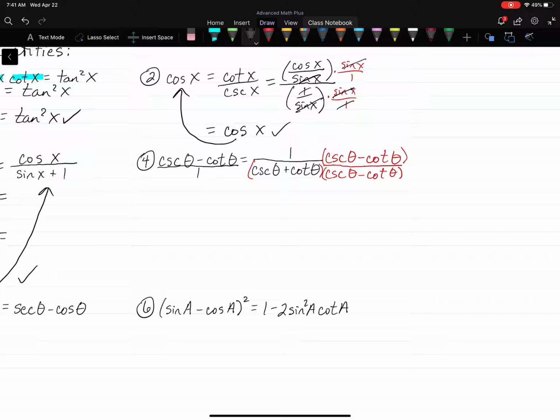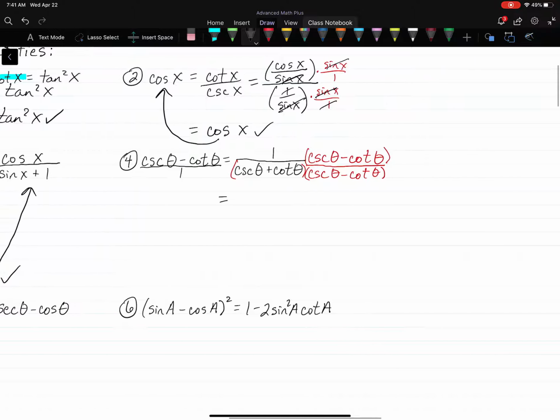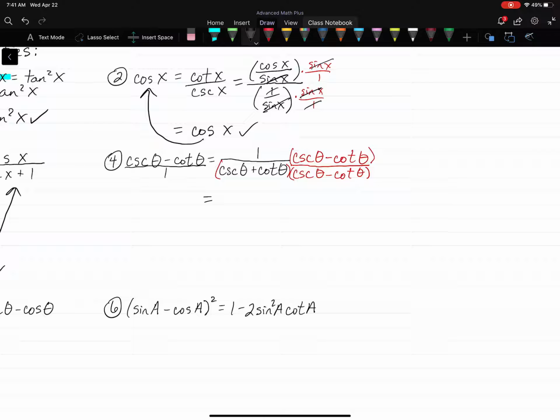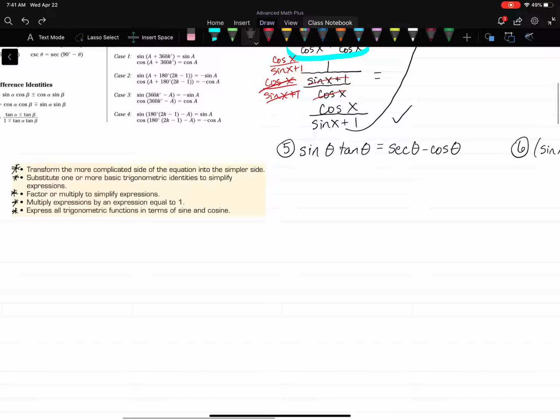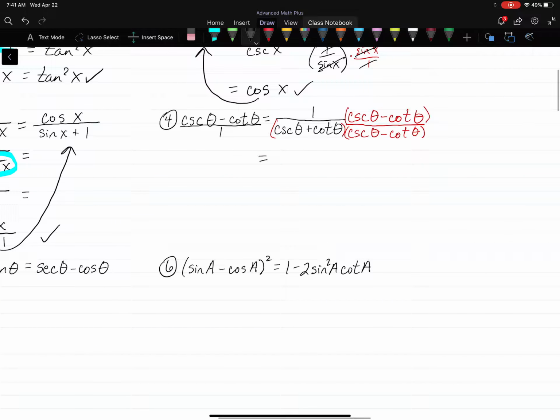Okay, that's a quick little rule. If you multiply by something on top, you got to multiply it by the same on the bottom. This would be a suggestion because basically what this equals is 1. If you were to do cosecant theta minus cotangent theta divided by cosecant theta minus cotangent theta, that's 1. So basically we're just multiplying this entire thing by 1. So we're not changing the value of it. We're just changing how it looks. Okay. And that was the fourth suggestion right here: multiply expressions by an expression equal to 1. That's what I just did. I multiplied it by an expression equal to 1.